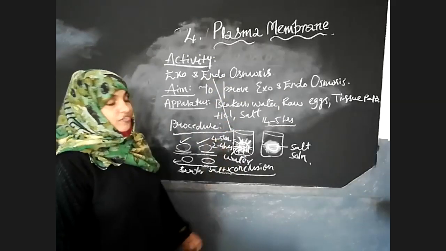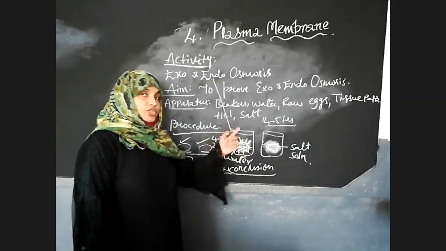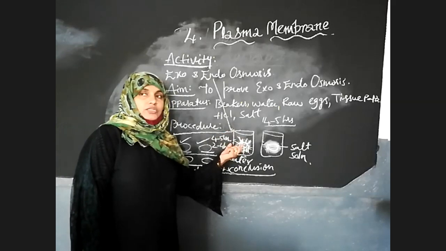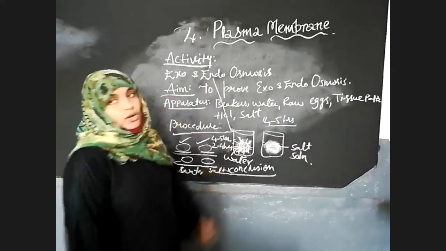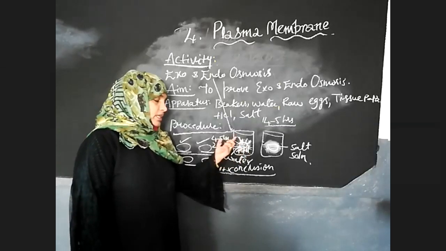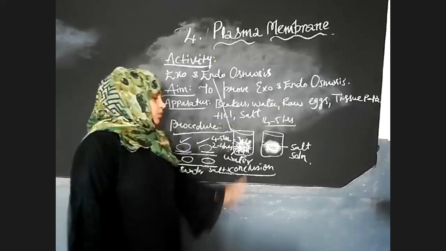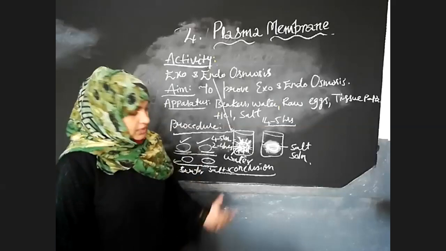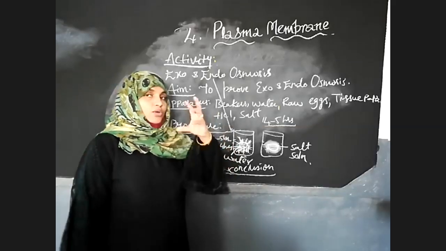Movement of molecules from a low concentration region to a high concentration region is called the endoosmosis process. The solvent molecule, water, is moving inside. That process is called endoosmosis. That's why the egg undergoes swelling.